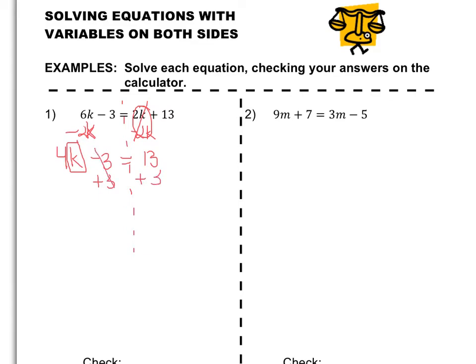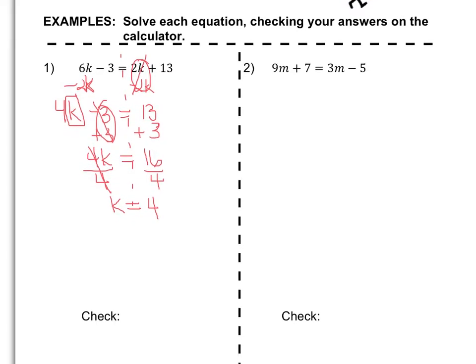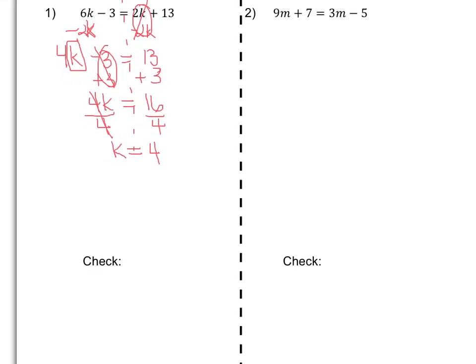That gives me a 0 here. So then I have 4k equals 13 plus 3 gives us 16. Then I divide both sides by 4. 4 divided by 4 is 1, so I have 1k equals 16 divided by 4 is 4. Okay, so now let's use that number to check our equation.